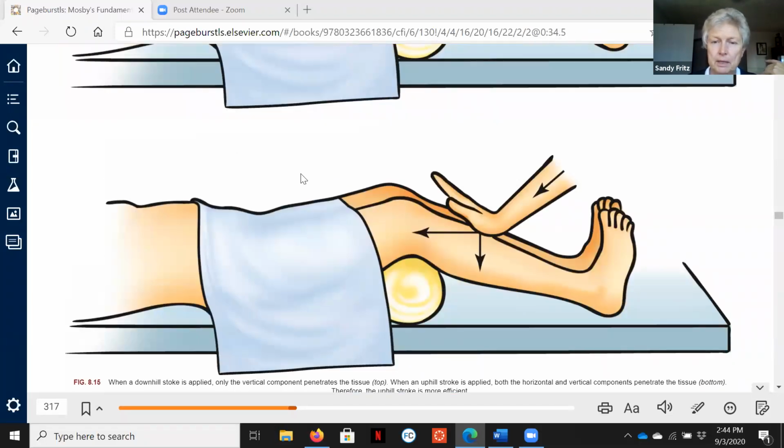And when you lean up a hill, then what happens is that this is a vector. We're applying the force down and at a 45 degree angle. So it's going to go out as well. And both of those mechanical force intensities are captured when you do that.